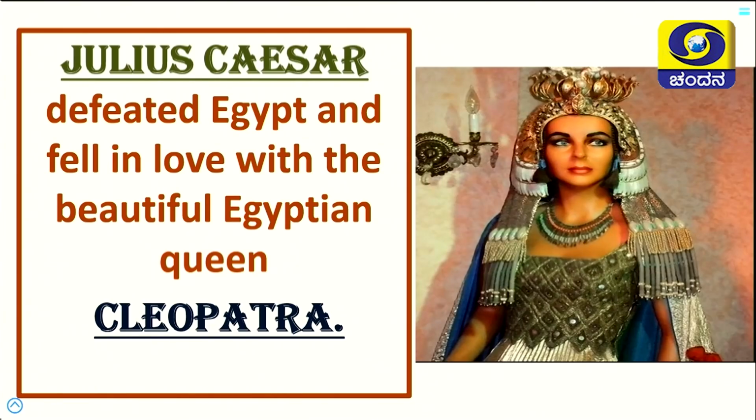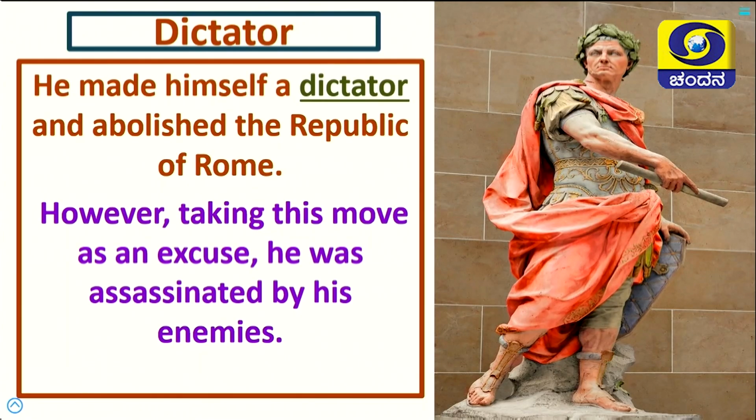Egypt was defeated by Julius Caesar, and he fell in love with a beautiful queen called Cleopatra. Okay, here you can see the beautiful queen Cleopatra. Julius Caesar became dictator later. He made himself a dictator and abolished the Republic of Rome. Once he is a dictator, there will be rivalry within the state itself. So he was murdered by his own followers.